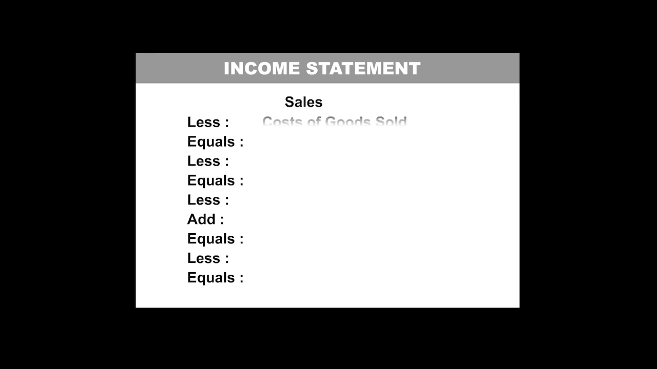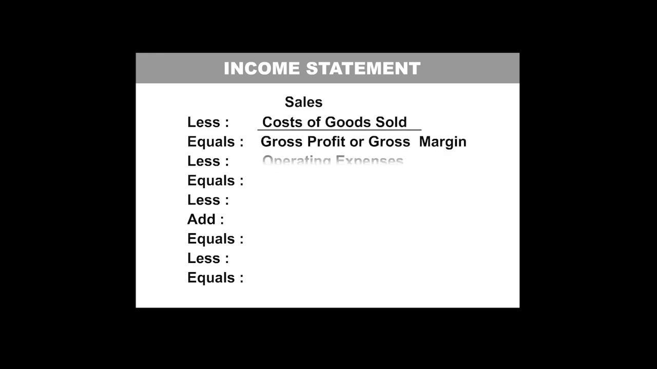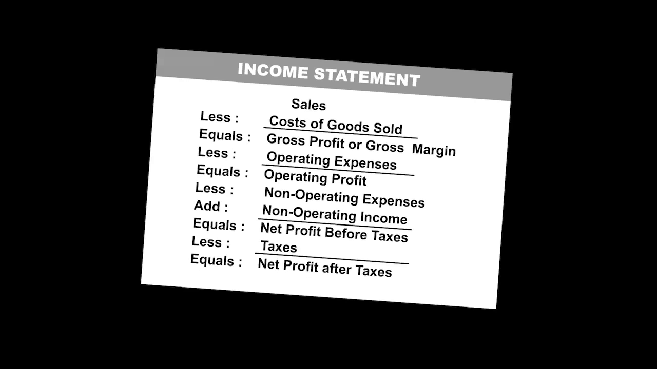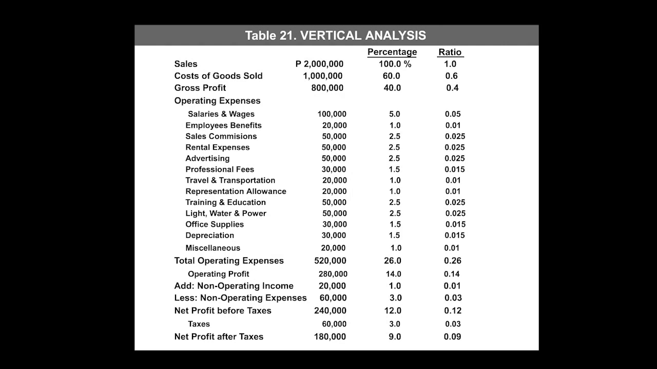The analyst lines up sales, cost of goods sold, gross profit, operating expenses, operating profit, non-operating income, non-operating expenses, net profit before taxes, taxes, and net profit after taxes in a column. Then, he computes for the percentage or ratio of all the items in relation to sales. Sales are made the index for everything else and set at 100% or 1.0. The rest become lesser percentages or ratios of sales. Called vertical analysis, this process is illustrated in Table 21.